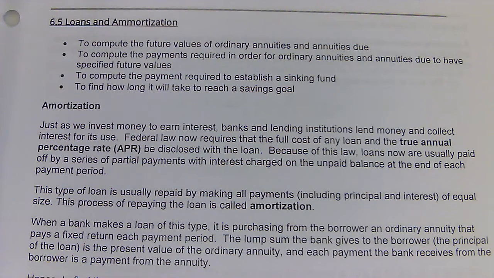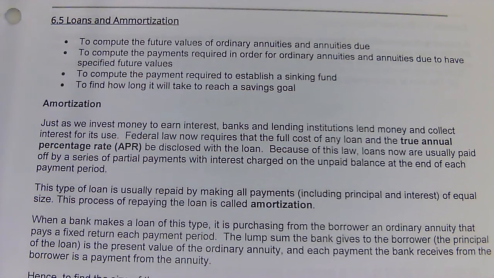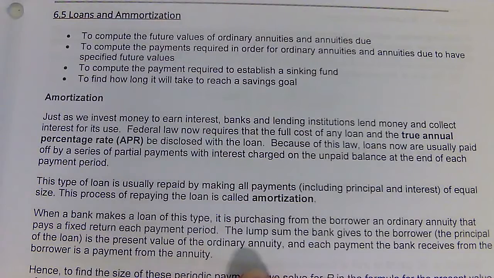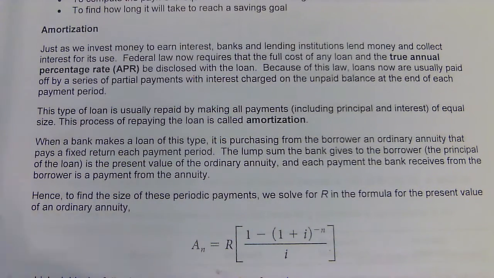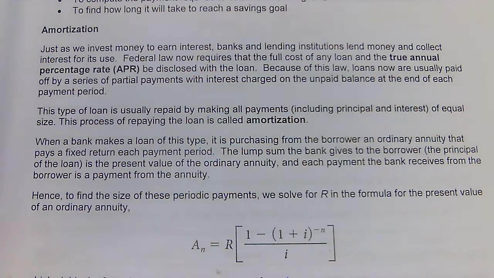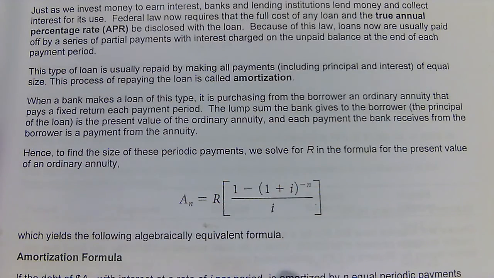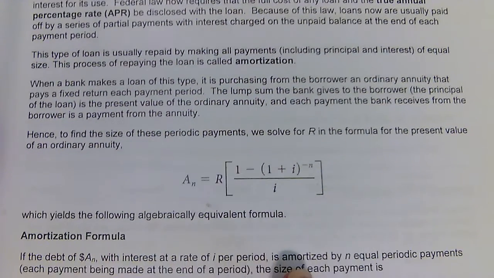This type of loan is usually repaid by making all payments, including the principal and interest, of equal size, and that's called amortization. When a bank makes a loan of this type, it is purchasing from the borrower an ordinary annuity that pays a fixed return each payment period. The lump sum the bank gives to the borrower, the principal of the loan, is the present value of that annuity. And each payment the bank receives from the borrower is a payment from the annuity. And the formula is the same as what we saw in the previous episodes.